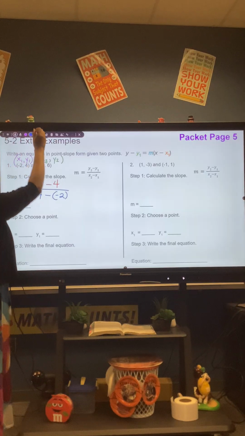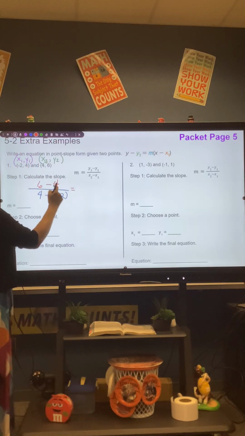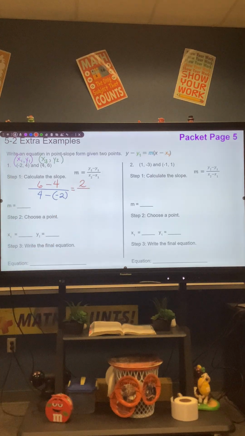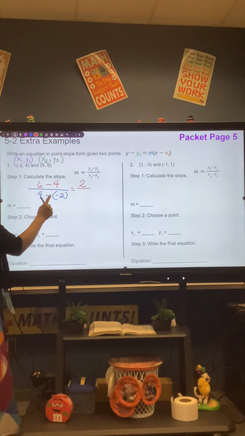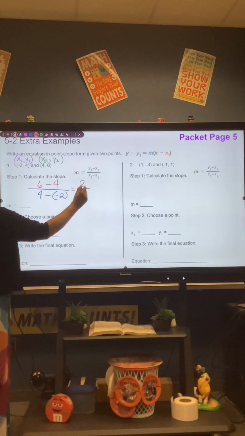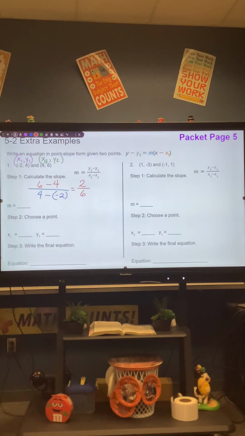Now, 6 minus 4 is a difference of 2. Are we cooking with grease? All right. 4 minus a negative 2, which is 4 times a negative 1 times a negative 2, gives me a positive 2. So that should be a positive 6. I see some people looking up at me. That N over D button is going to reduce that too.